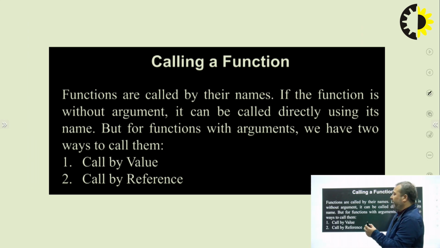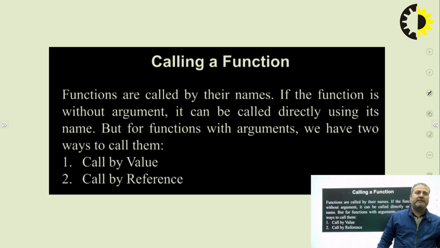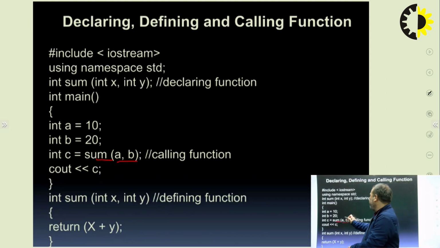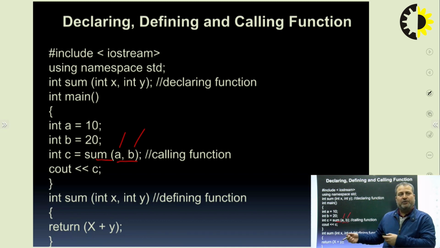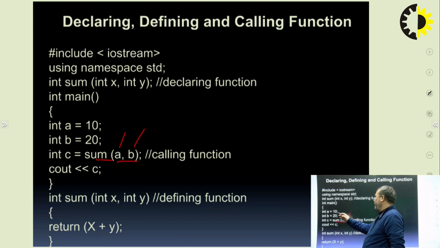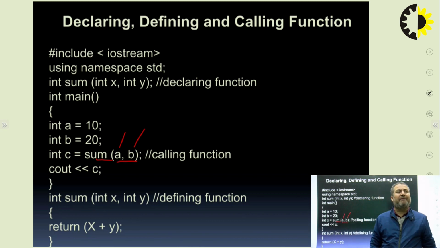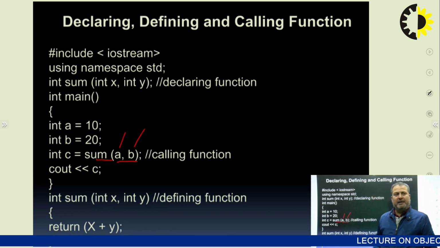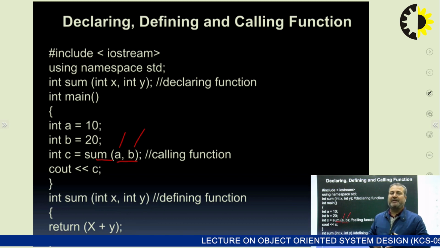Even the calling of a function is of two types. One is called call by value, and the second one is called call by reference. Suppose in the argument, like here in sum, this is the argument. Sometimes it is called argument, sometimes it is called parameter. Argument and parameter both are the same. When we call the function by passing the value, like here we have passed a and b, we are passing the value of a and b. So this is called call by value. If we pass the address of a and b, then this will be called call by reference. So function call is of two types: call by value and call by reference.